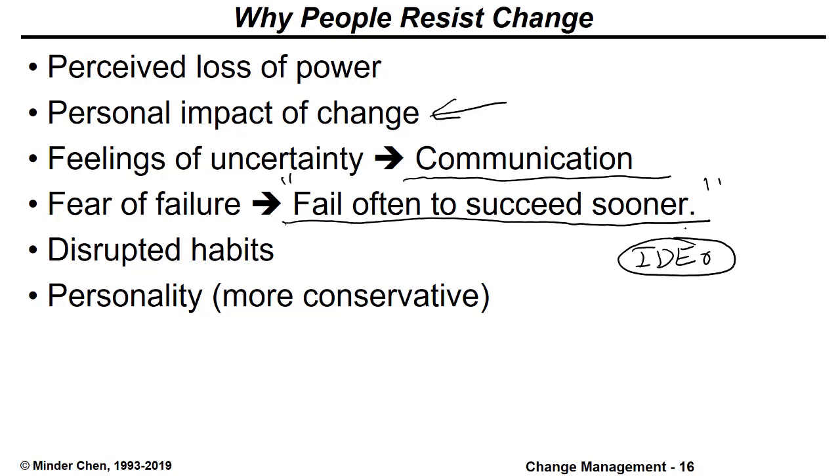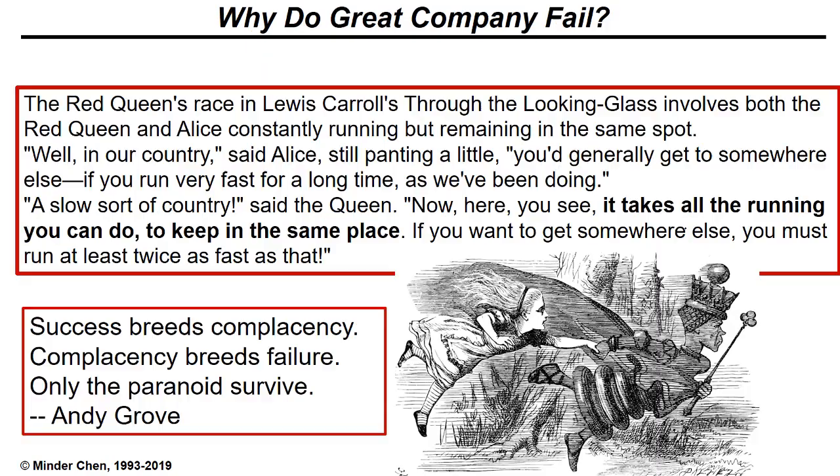Change disrupts people's habits, which makes people feel uncomfortable. That's why they resist the change. And some people have a more conservative personality, therefore they resist change. Why do great companies fail? Great companies fail because they don't change with the times. The environment, the time has changed, but they did not change accordingly.